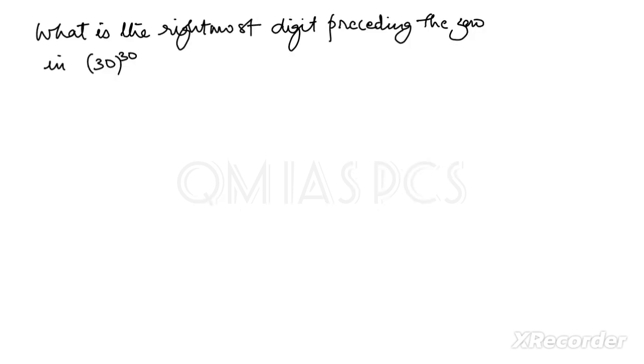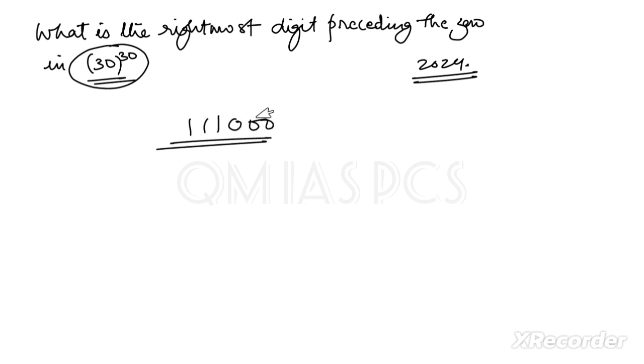This is a very beautiful question, and it is from 2024 only. It is asking what is the rightmost digit preceding the 0 in 30 power 30. Look at this question. Let's say the answer is 111000. I'm not saying this is the correct answer, I'm just giving an example. When you expand it, it is asking for the rightmost digit preceding the 0. This is 0, and the rightmost digit is this one. We have to find this digit.